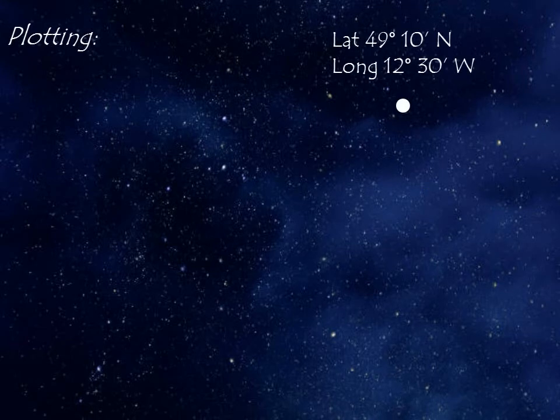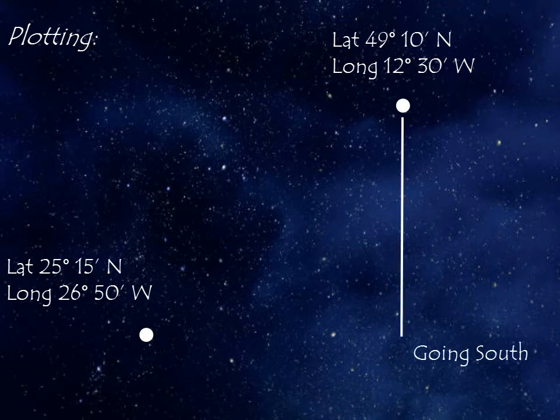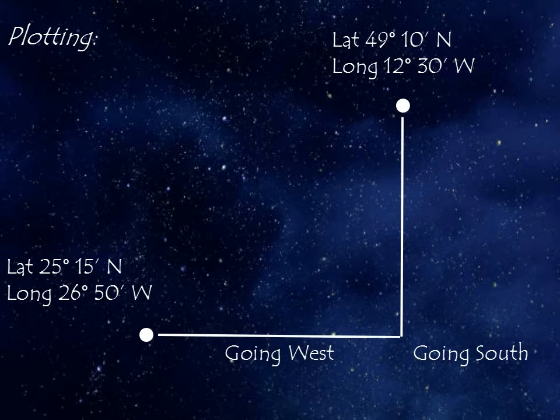Position 1. Latitude 49 degrees 10 minutes north, longitude 12 degrees 30 minutes west. Position 2. Latitude 25 degrees 15 minutes north, longitude 26 degrees 50 minutes west. Going south. Going west.